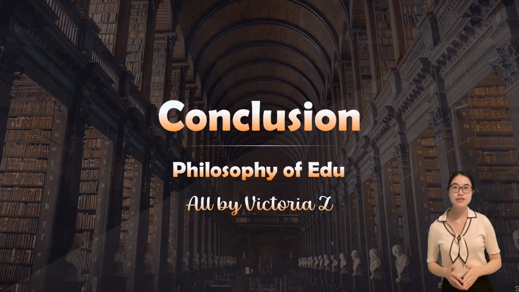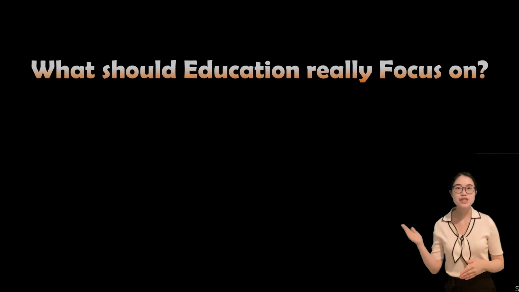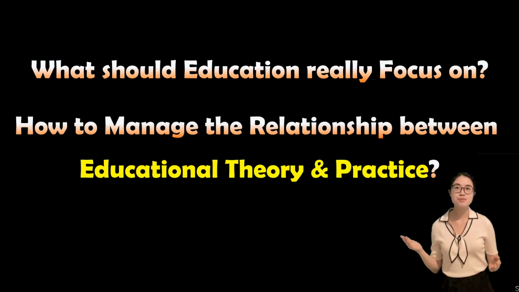In the last 12 videos, we have had a complete and systematic presentation of the 6 major philosophies of education. While marveling at these theories myself, I also wondered why so many theories have arisen, developed, and been interpreted. So in this video, we will discuss 2 questions. What should education really focus on? How can we manage the relationship between educational theory and practice?